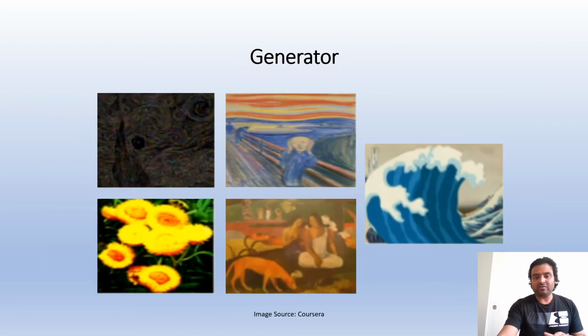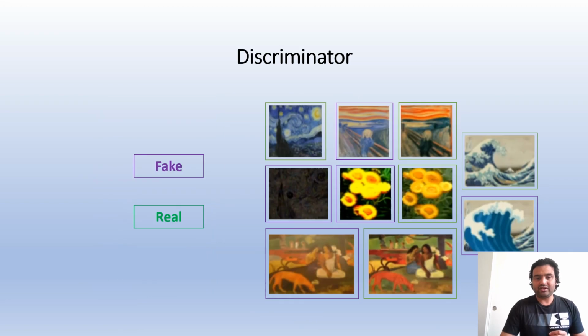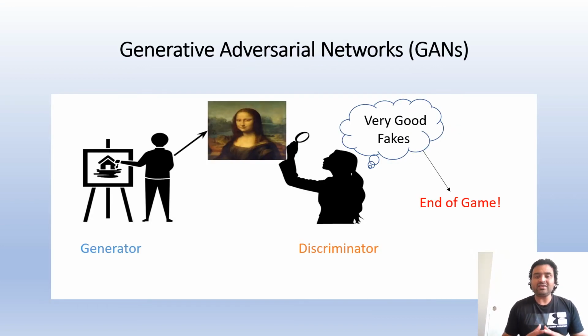These are examples of the generated images, and the discriminator is distinguishing the real images from the fake ones. In the purple box you can see all are the fake ones, and in the green box you can see the real ones. This game ends when the generator is producing fake images which look very real.